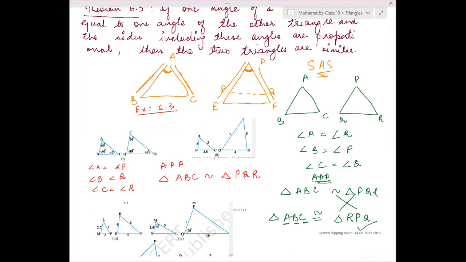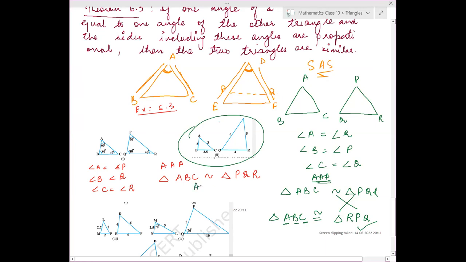Similarly, I'll come to sides also. There's a way to write the sides also in proportion. When you're writing sides in proportion, then also you have to be careful. Now come to question number 2. Okay, this is the figure. So which criteria should I use here? SSS. SSS. Okay, that's good.